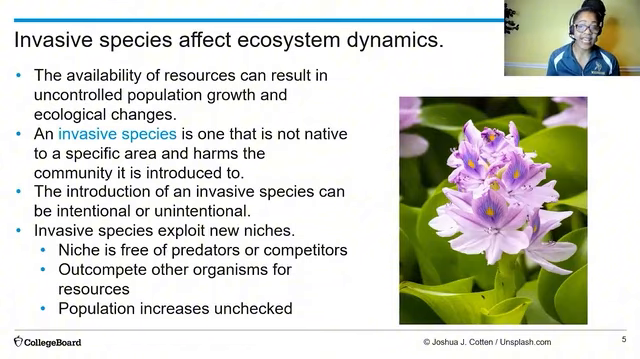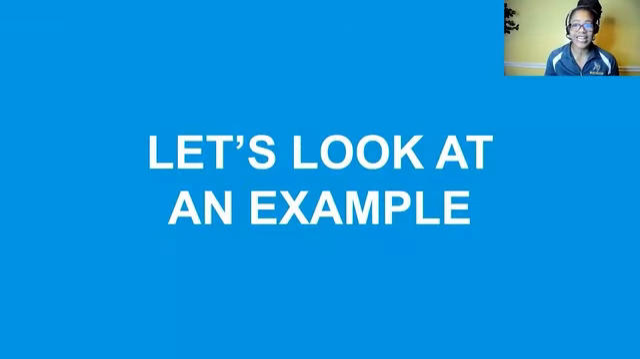In addition to that, an invasive species could outcompete other native organisms for resources. And so clearly the native organisms would begin to decrease because they're being outcompeted. And these populations of invasive species can potentially go unchecked because they're outcompeting native species and/or they do not have natural predators or competitors in their environment. Let's look at an example.